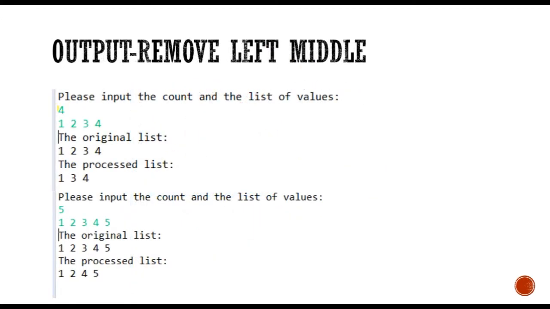So if we have 4 elements in the list and we remove the left middle, we get 1, 3, 4. For the 5 elements, the odd number list, we just remove the middle 3. So we get 1, 2, 4, 5. We are still good.